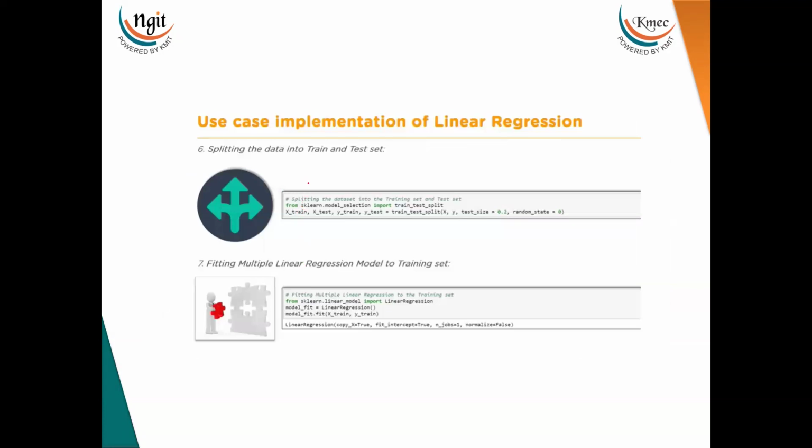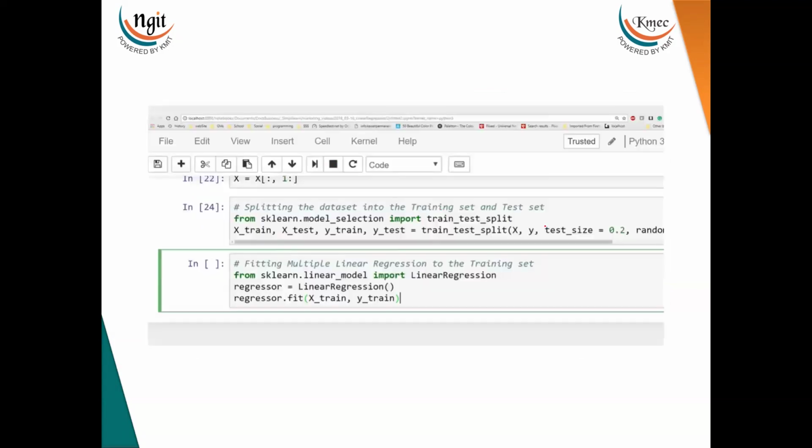Now, the very next step is a very important step, that is splitting the data set into training and testing. Okay. So here you can see that 20% of the data we have taken for testing, and the remaining 80% we have given for training. And we are implementing linear regression. So from sklearn.linear_model, we have to import LinearRegression, and we are going to fit this linear regression model on the X-train data and the Y-train data.